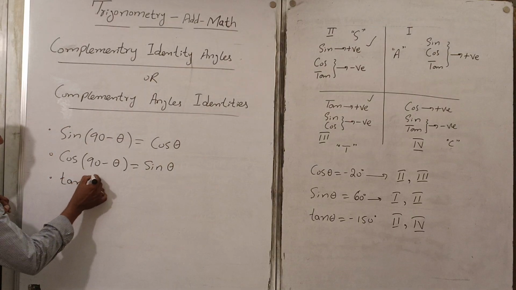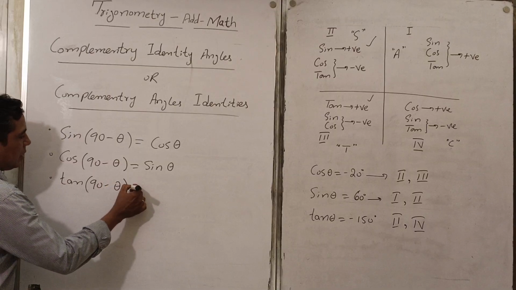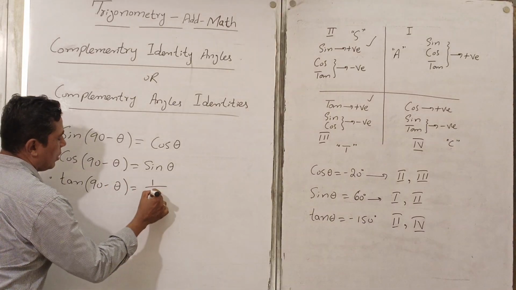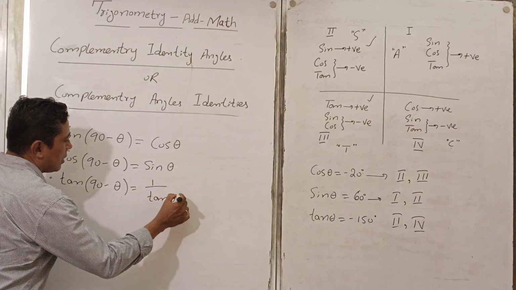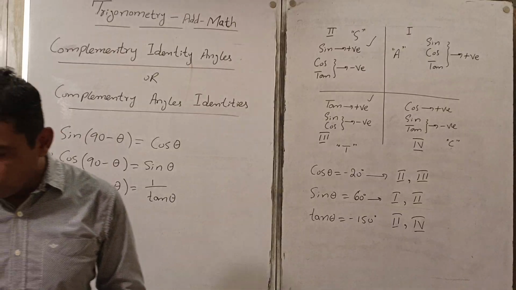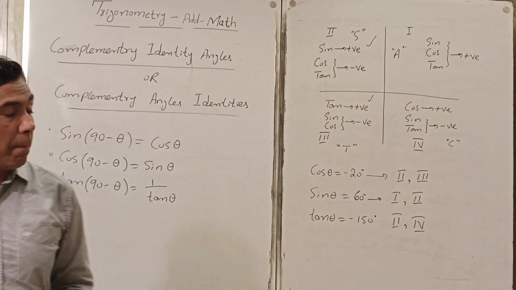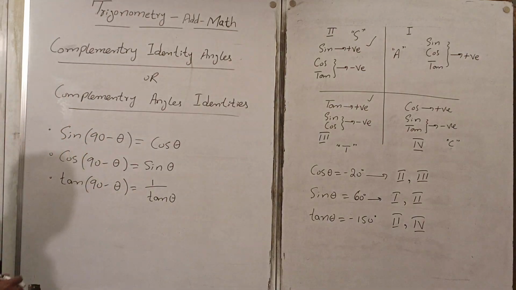Similarly, tan(90 minus theta) equals 1 over tan theta. Now look at this one.